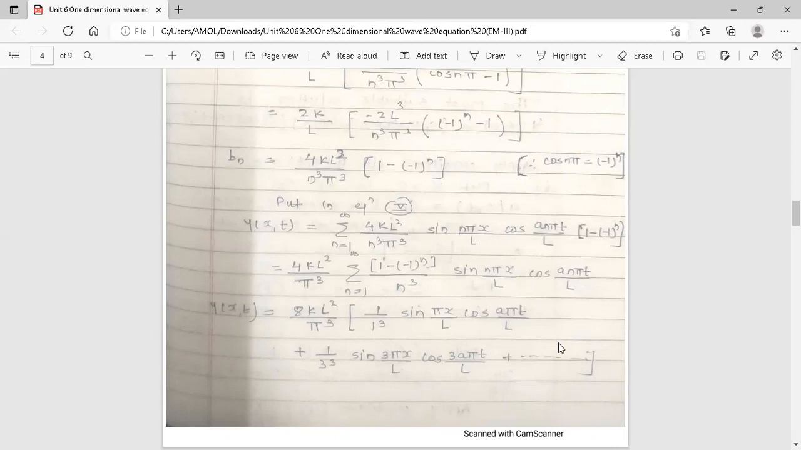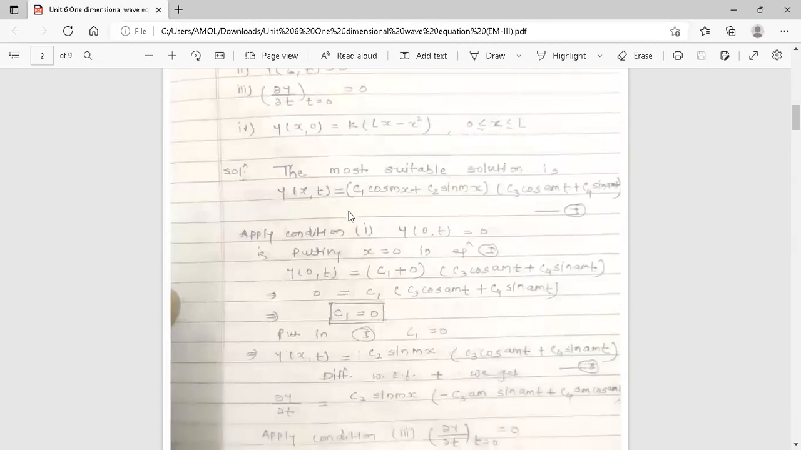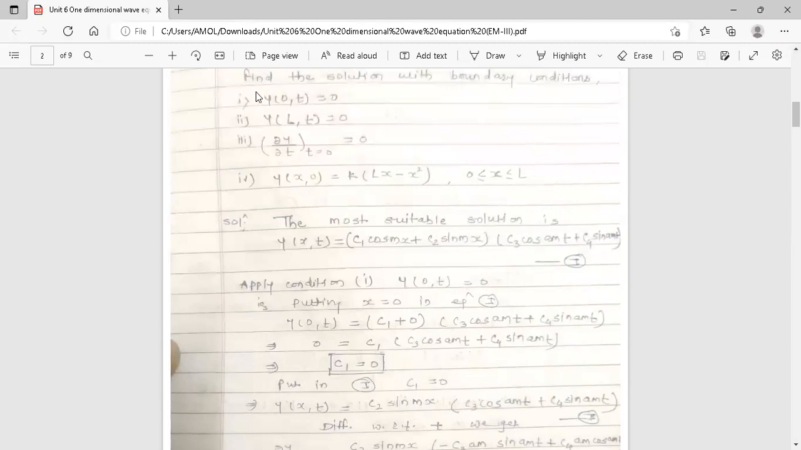So this equation is the required solution. In the last term, all the arbitrary constants C1, C2, C3, C4 are absent. Starting with the most suitable solution, y of x,t is equal to c1 cos mx plus c2 sin mx into bracket c3 cos amt plus c4 sin amt. Using this most suitable solution and the boundary conditions, there are 4 boundary conditions. Using the conditions one by one, we have removed all the arbitrary constants c1, c2, c3, c4. Finally, we have the particular solution where we have removed all the arbitrary constants. So this is the way.